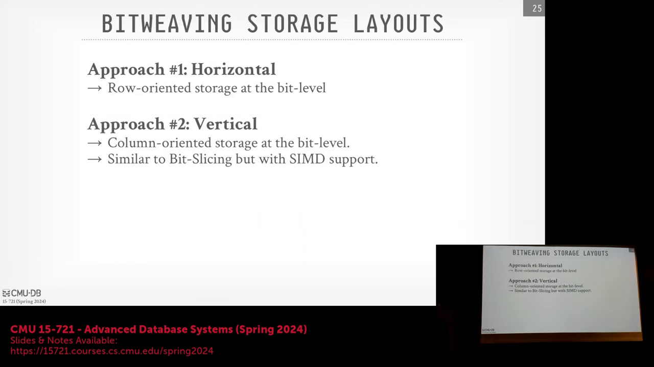All right, so the two different coding schemes that they propose: the horizontal one is basically row storage at the bit level, and the vertical one is going to be like bit slicing, but you do this in such a way that you can be clever about how to get better parallelism through vectorization.